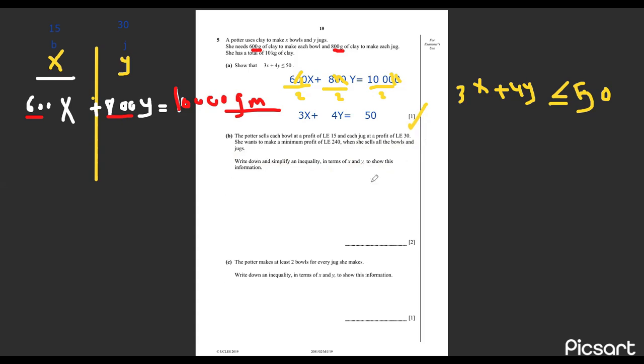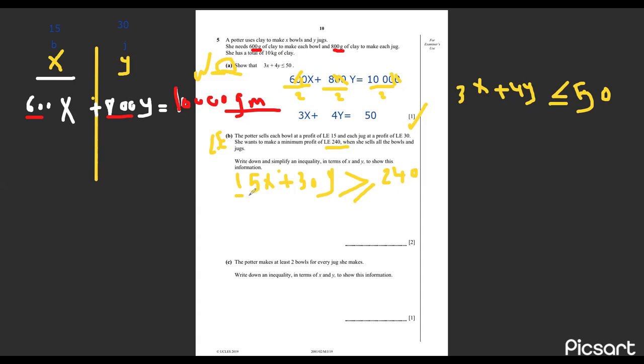So here we have to write an inequality in terms of x and y. We're going to say 15x plus 30y. Now we are talking about profit or price. Before this, we were talking about the grams or the weight. So this is for the weight and that is for money, LE. So 15x plus 30y must be at least, more than or equal to, 240. And that is the inequality as he wanted.